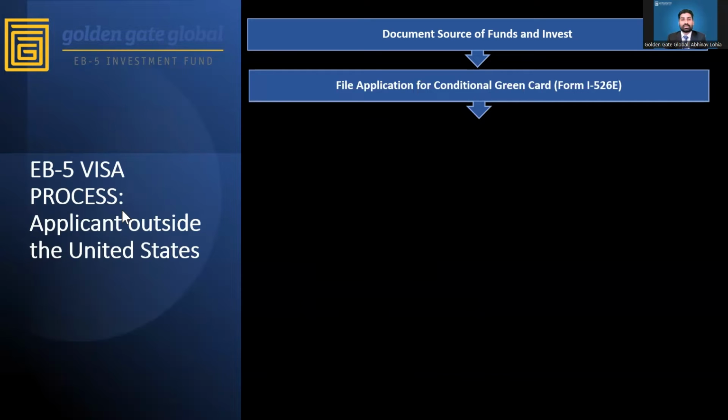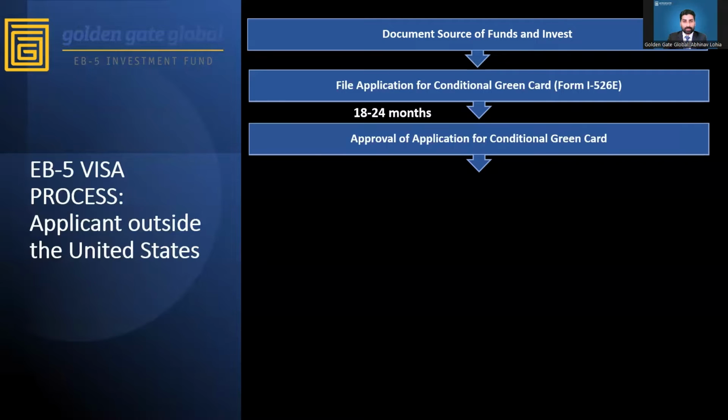After investing, you will receive a receipt from the regional center documenting your investment in the EB-5 project. Once that is done, your attorney will file an application for a conditional green card. Now, at this stage, it is all theoretical. USCIS wants to look at whether your funds were earned legally, and second, whether the business plan of the project that you're investing in meets the requirements of immigration law. It takes about 18 to 24 months for this application to get adjudicated. After that, you receive an approval of your application for a conditional green card.